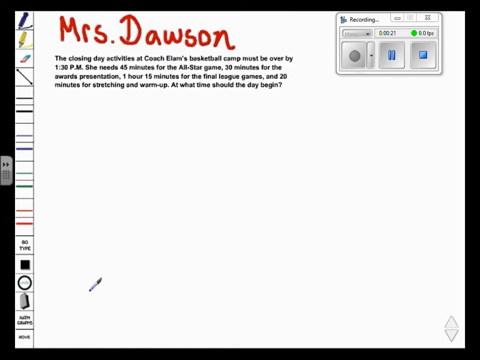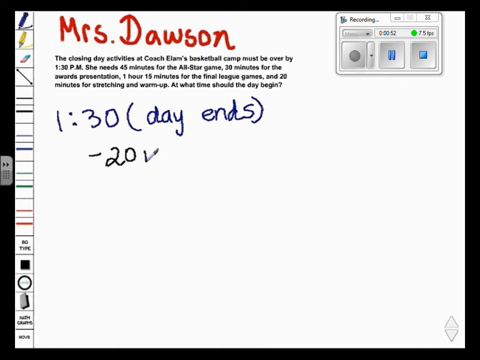We know what time the basketball camp should end. You know how much time each activity takes, and we need to determine the time the day's activity should begin. Let's work backwards, beginning at 1:30, which is where the day will end. If we go back 20 minutes for stretching and warm-up, we are now at 1:10 p.m.